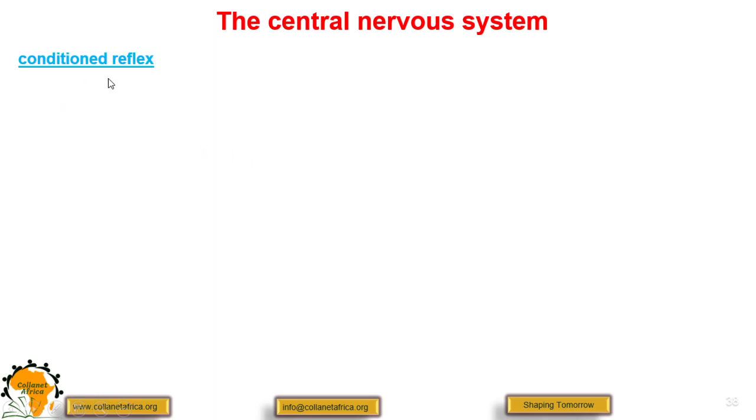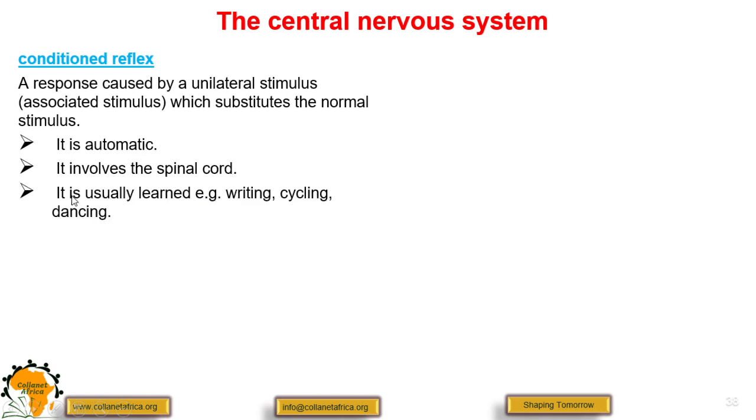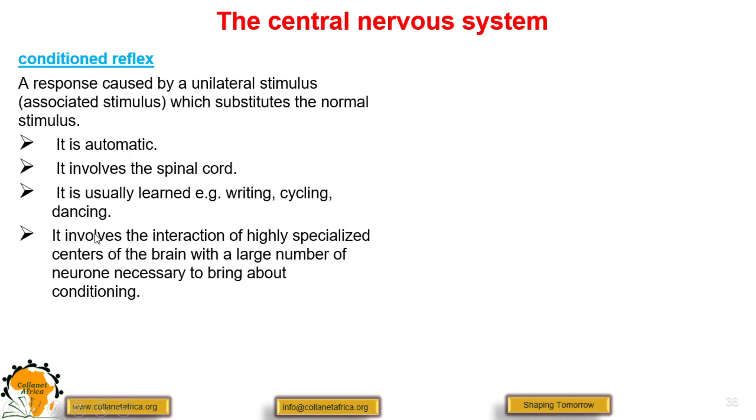So we move to conditioned reflex action, and this is a response caused by an associated stimulus which substitutes the normal stimulus. This one is automatic, and it involves the spinal cord, and it is usually learned, for example writing, cycling, and dancing. It involves the interaction of highly specialized centers of the brain with a large number of neurons necessary to bring about conditioning.